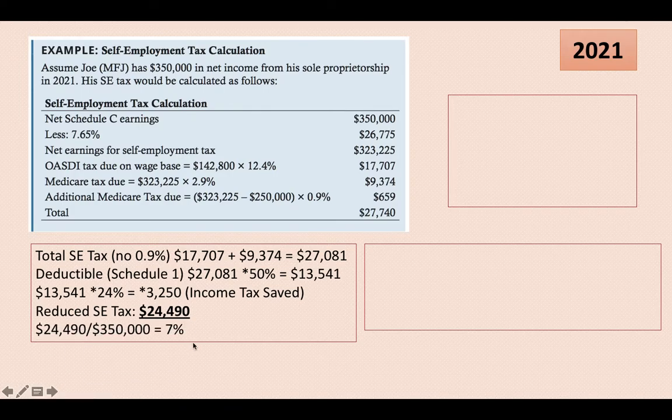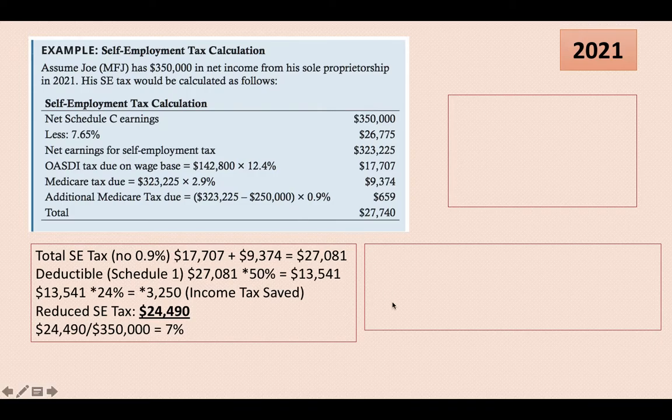$24,490. So you can see, if you use this total SE tax divided by your net income on your Schedule C, you can see it's only 7%. So the total SE tax is only 7% of your net income on your Schedule C.